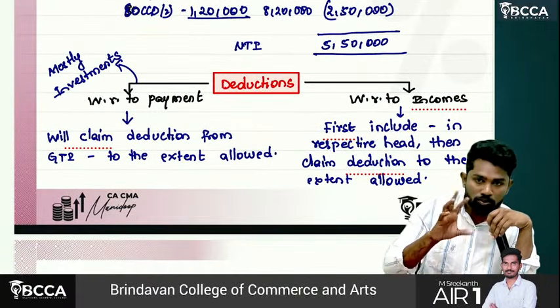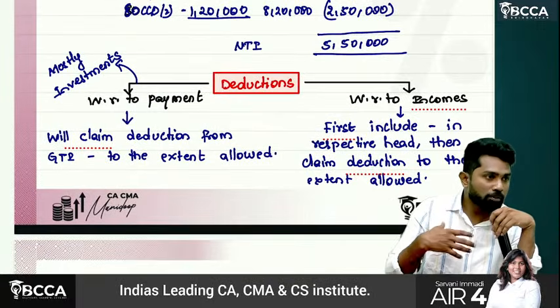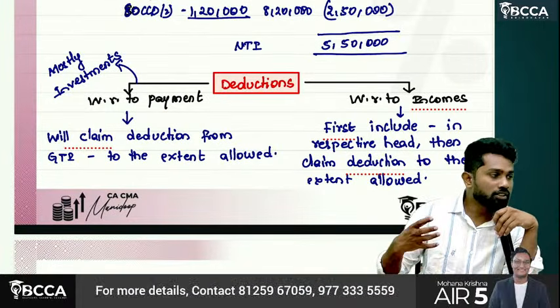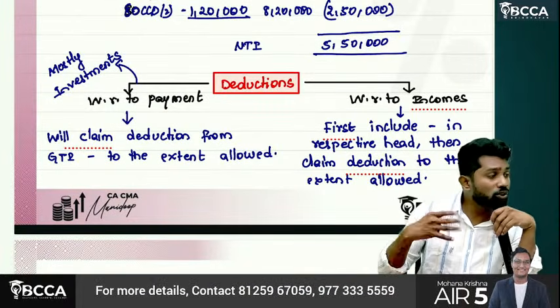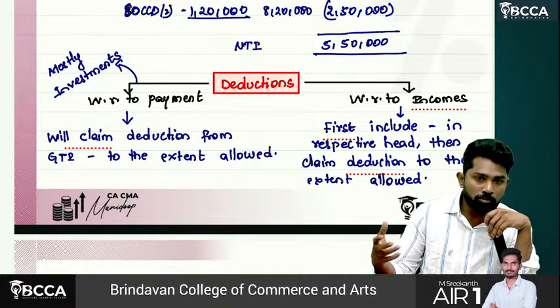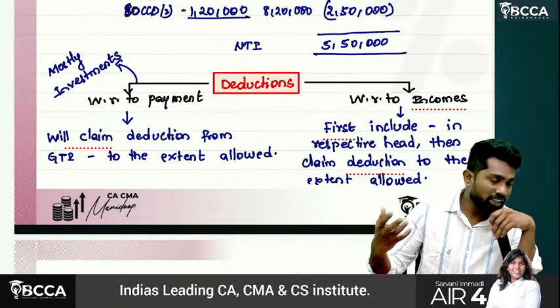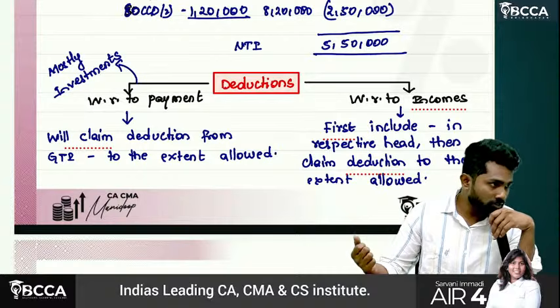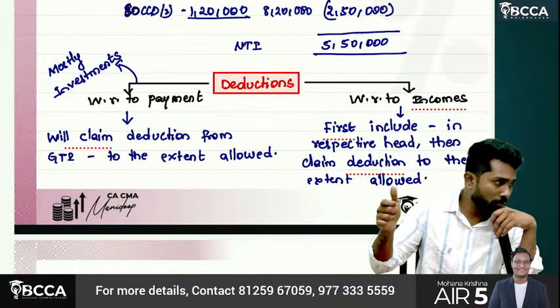Then deductions could be of two types. One is like payment kind of. You make some payments, you make some investments. There is no inflow to you currently, but you made some payments or investments. To encourage such kind of payments and investments, deductions will be given. So straight away you claim how much ever is eligible.